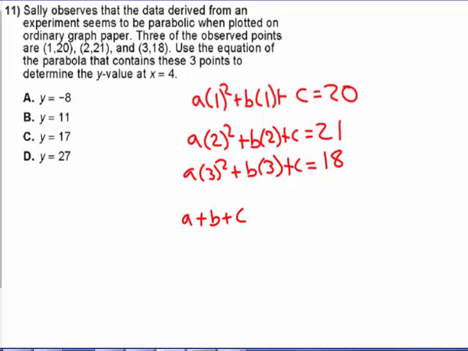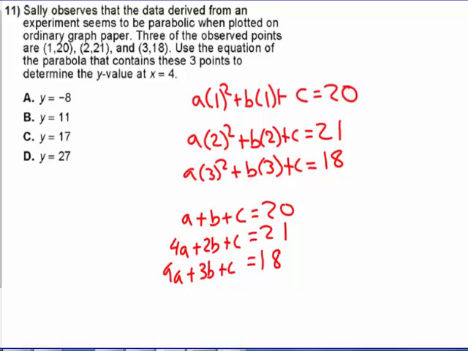So I'll go ahead and multiply everything out, and we'll have a plus b plus c equals 20. 4a plus 2b plus c equals 21. Then we'd have 9a plus 3b plus c equals 18. And then we can turn to our calculator to use the row reduced echelon form. So this is what our matrix would look like.